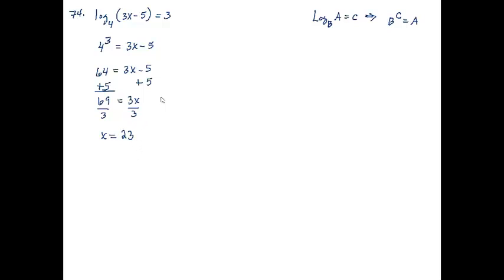Now, because this is the log, you must always check it. So this is what I'm going to do to check. 3 times 23 minus 5, which is 64. This is a positive value.